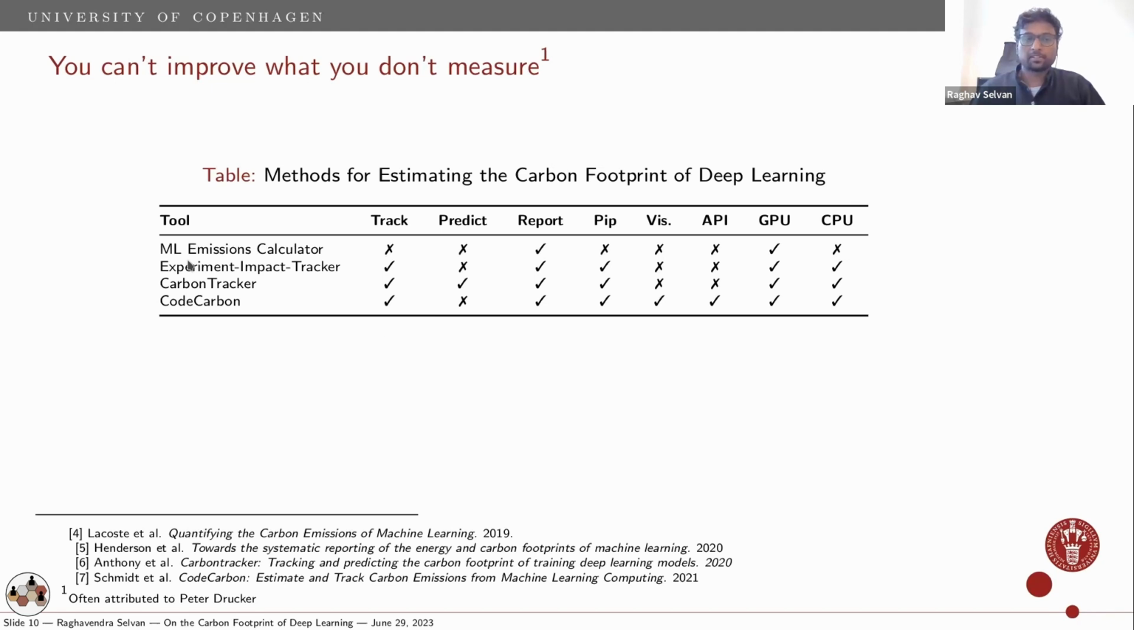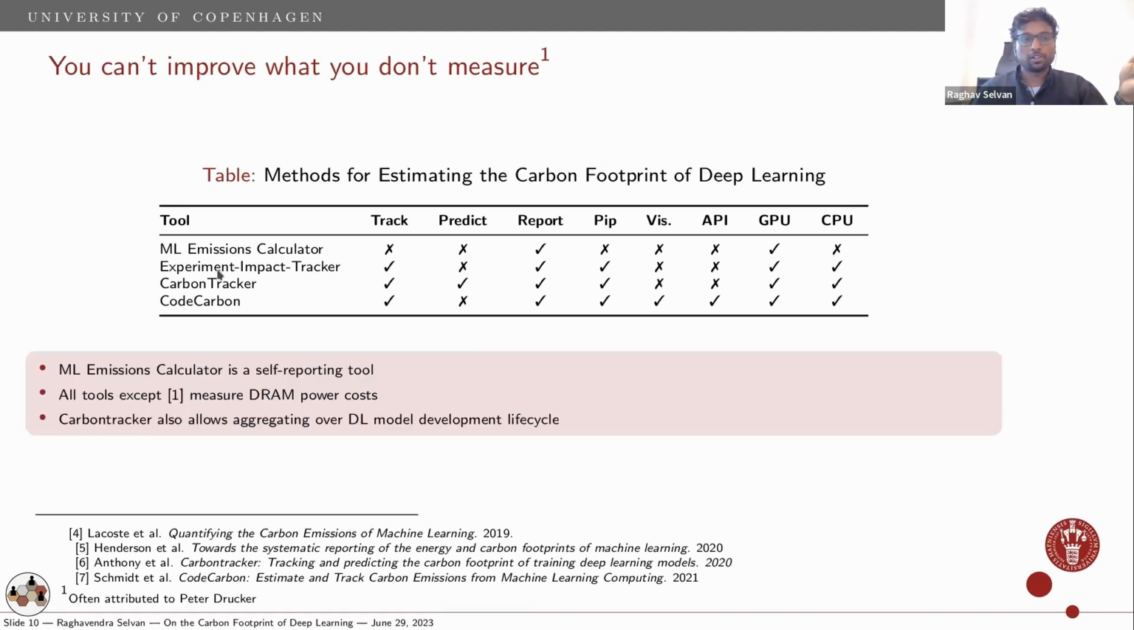The first one is called ML Emissions Calculator. It's a self-reporting tool where you can type in your parameters, saying, hey, I'm based in Denmark, and I trained my model for 8 hours on this GPU. So what is my energy consumption? This is a self-reporting way of doing it, and it generates a nice report. And the other three are tools which can track the energy consumption while the model development is happening.